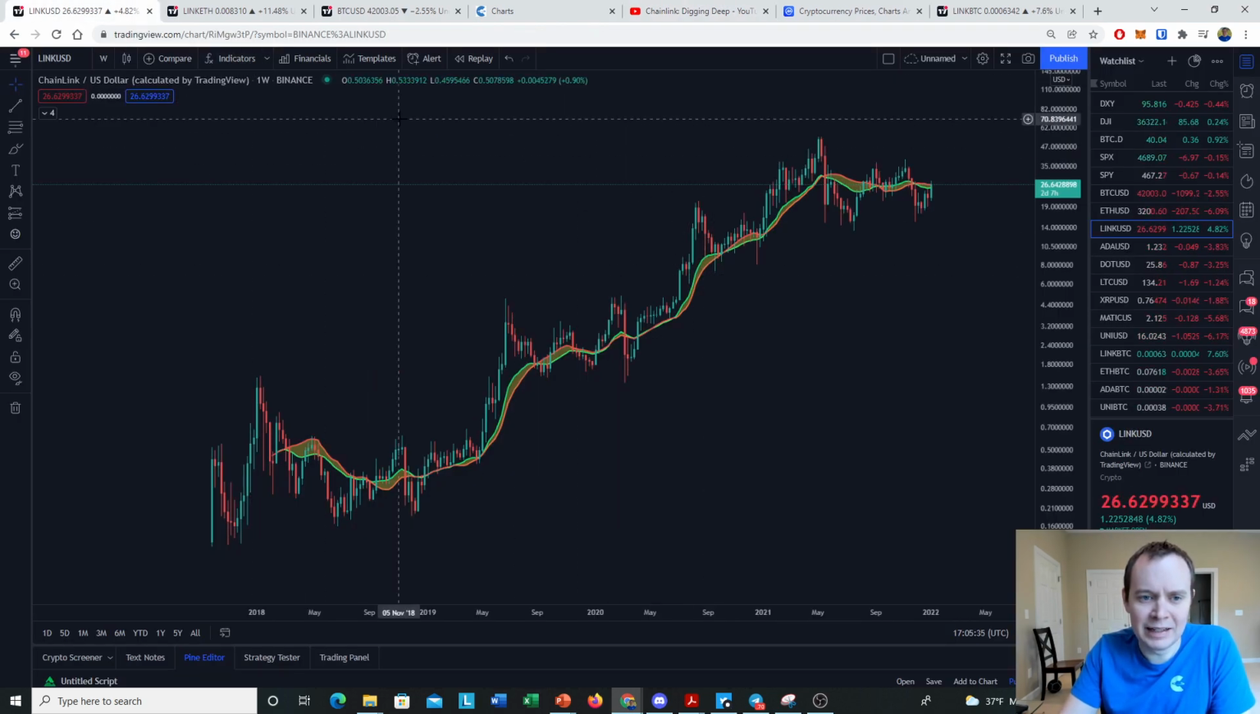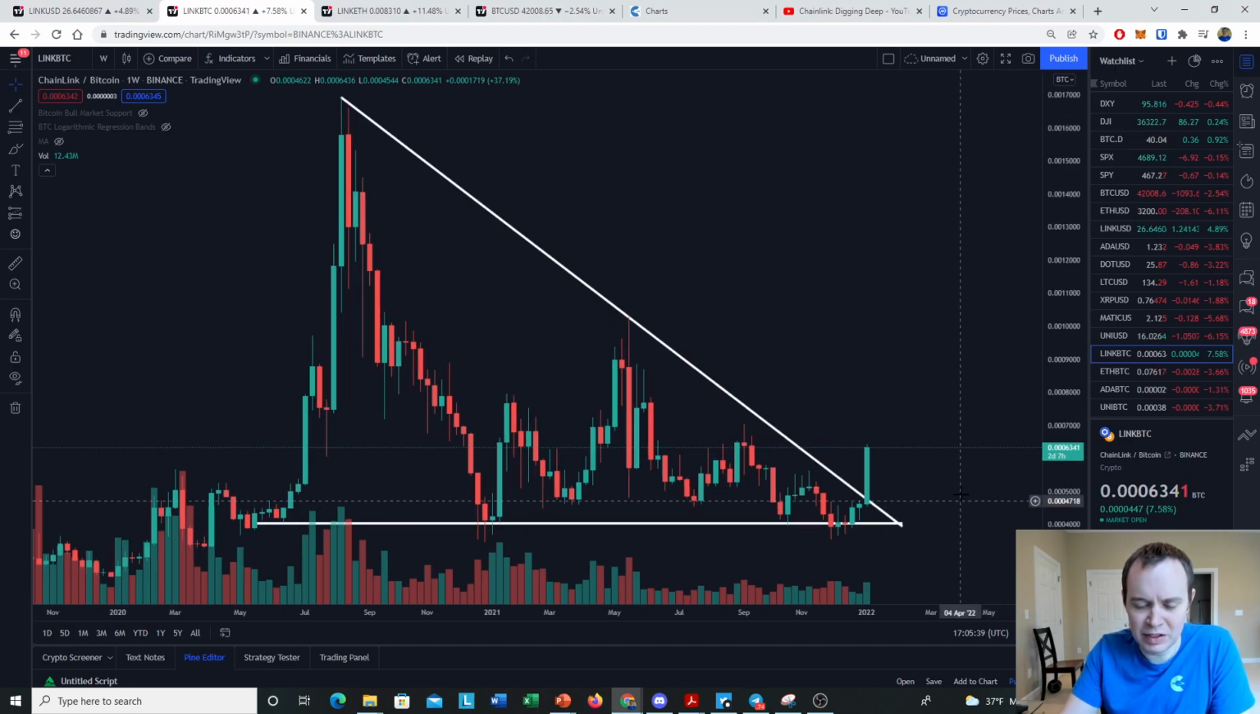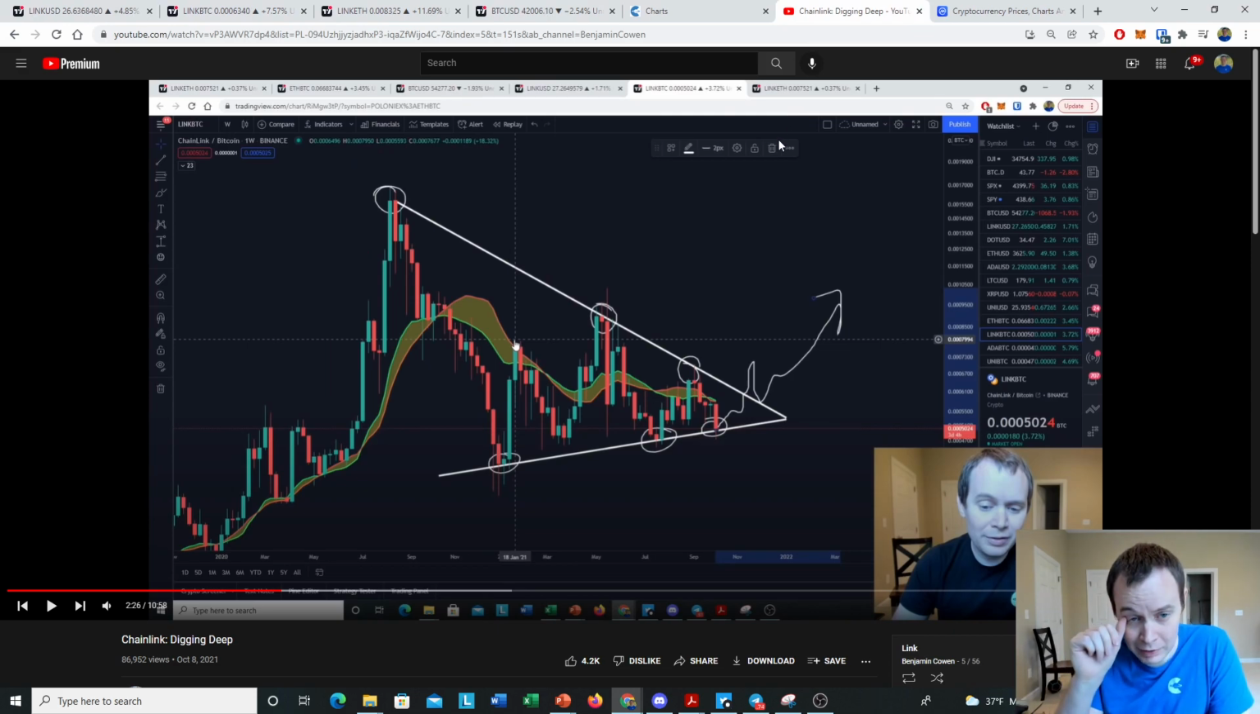But if you look at it today, let's pull up what it looks like. This is what it looks like on a linear scale. One of the things we were talking about is that by either the end of 2021 or early 2022, we should be able to break out of here. And that was what we were hoping, that hopefully Bitcoin will do something that will give Link the opportunity to finally make a breakout.